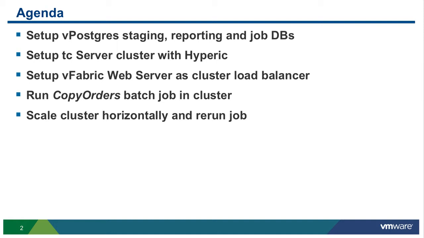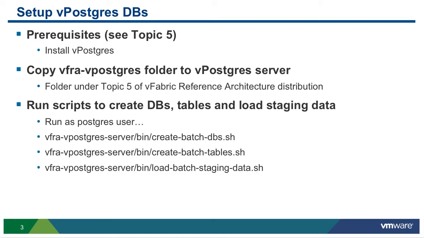We'll set up the TC server cluster using Hyperic and set up vFRA web server to act as a load balancer for our cluster. And then we will run our copy orders batch job against the cluster using a single node cluster, and then we will scale the cluster horizontally by adding a second node, rerunning the job, and realizing some performance gains. So first we'll set up the vPostgres database.